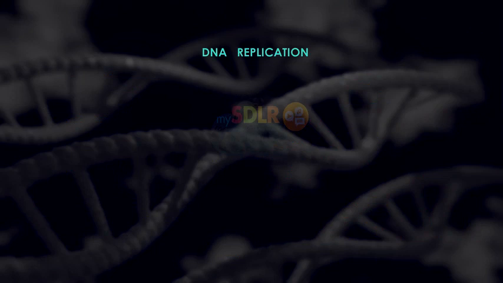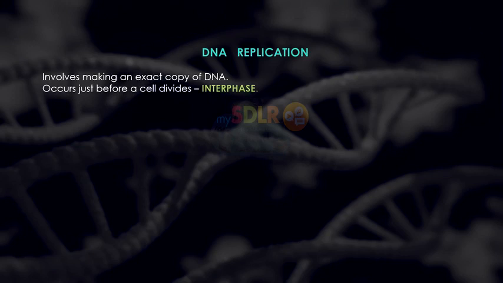DNA replication. What is DNA replication? It involves making an exact copy of the DNA. When does DNA replication take place? It actually takes place just before a cell divides, a time that we call the interphase. Why does DNA replication take place? Well, it takes place to ensure that daughter cells that are formed are identical to the mother cell.